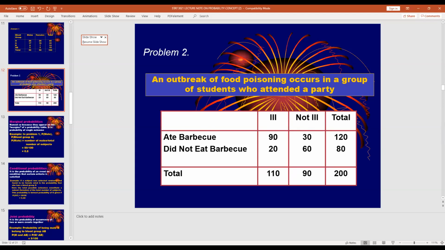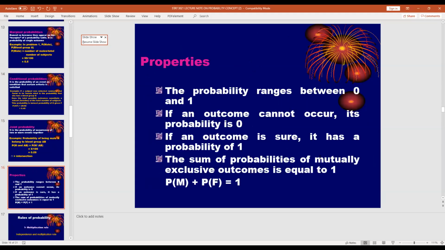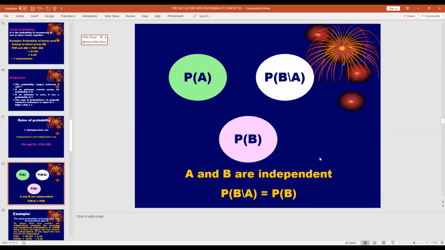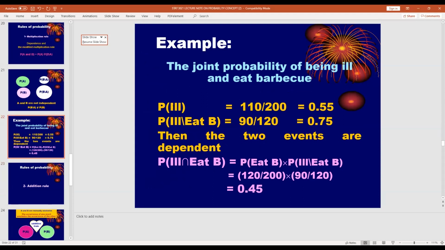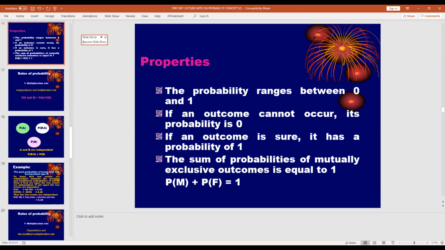So when you have a situation like this, an examiner can give you a table like this and ask you to figure out whether certain events are independent or not. If you want to answer that, I'm going to take you to the question right now. This is the probability of ill, the probability that somebody gets sick. How many people get sick? Let's go to the table.